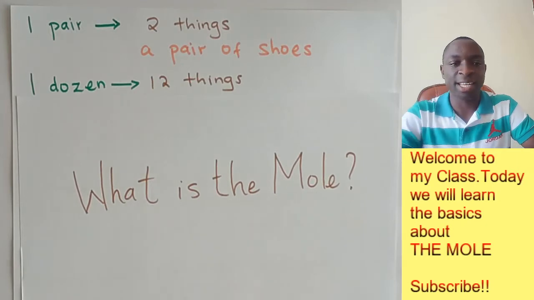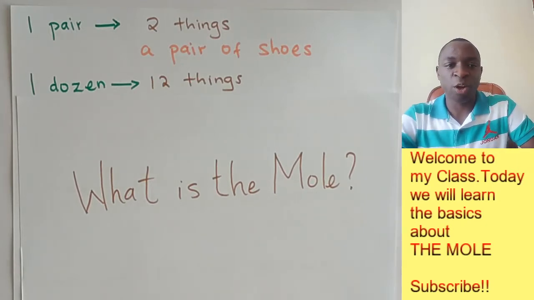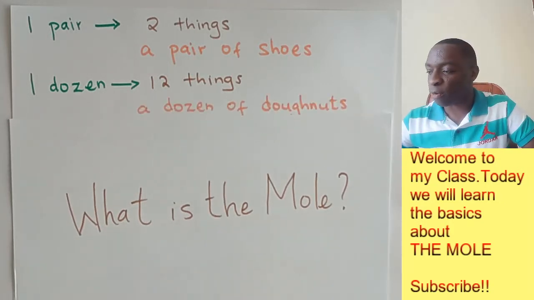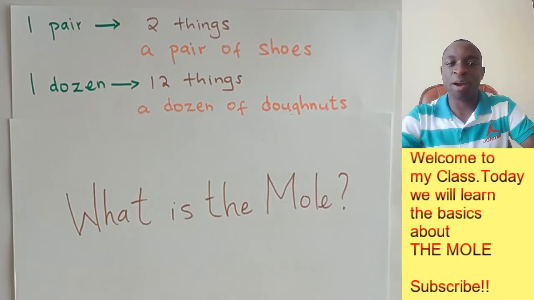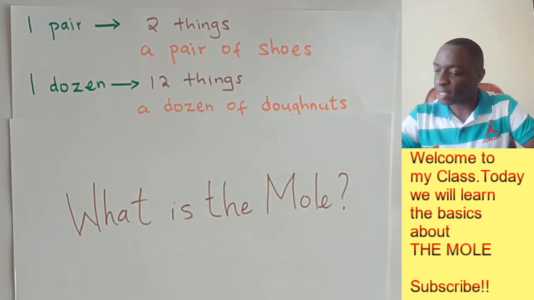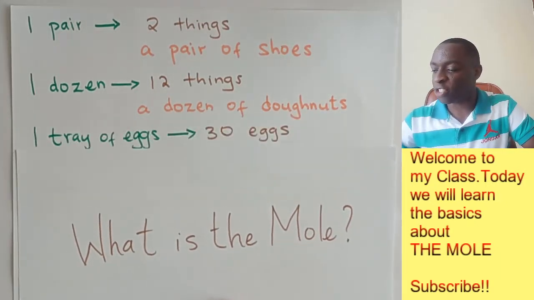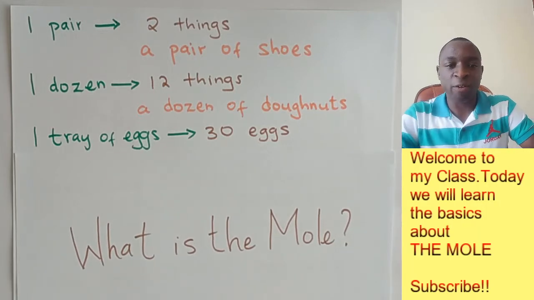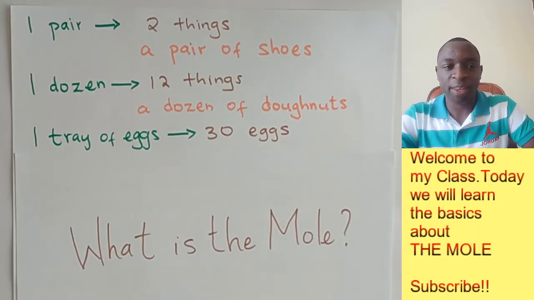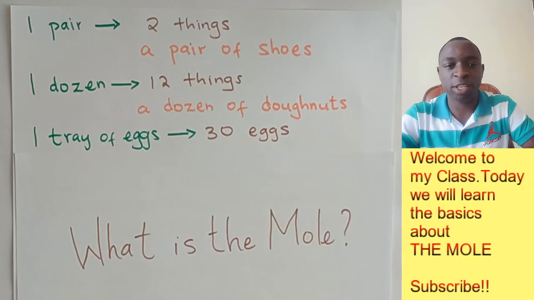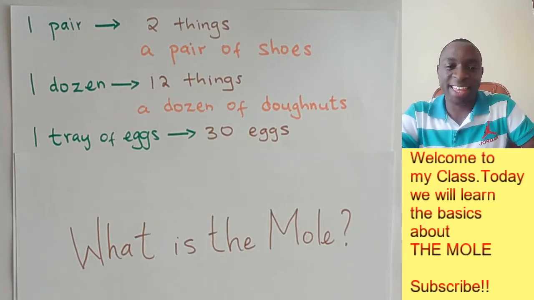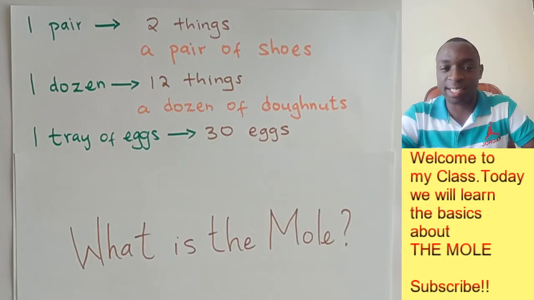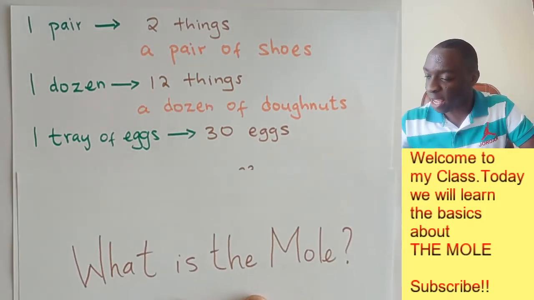A dozen. A dozen is another counting unit, which stands for 12 things. Again, it is very simple. If you have a dozen donuts, it means that you have 12 donuts. Let's look at another example. A tray of eggs. Now, a tray of eggs contains 30 eggs. That means if you go to the shop and ask for a tray of eggs, then you will get 30 eggs. Now, let's get to science now.